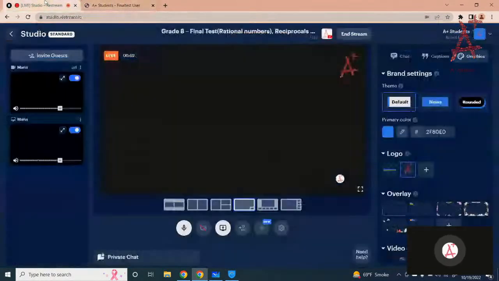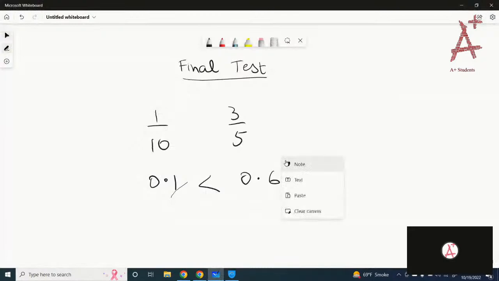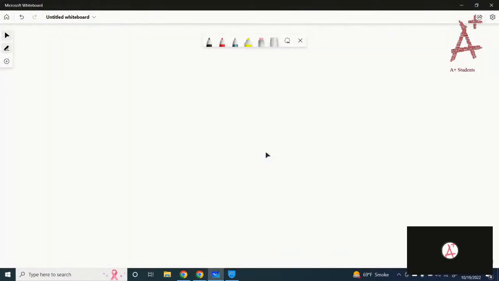Okay, write 0.62 as a fraction in simplest form. So you have to write 0.62 as a fraction in simplest form. So you can write it as 0.62, remove the decimal point. So it would be 62 over 100 because we have removed the decimal point.